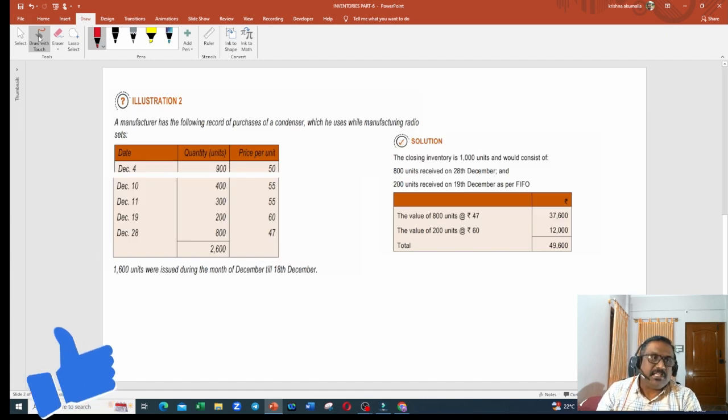The illustration says a manufacturer has the following record of purchase of condensers which he uses while manufacturing radio sets. December 4th, he purchased 900 quantity at 50 rupees. December 10th, 400 quantity at 55 rupees. December 11th, 300 quantity at 55 rupees. December 19th, 200 quantity at 60 rupees. December 28th, 800 at 47 rupees. Overall quantity purchased is 2600. Now the problem says 1600 units were issued during the month of December till 18th December.